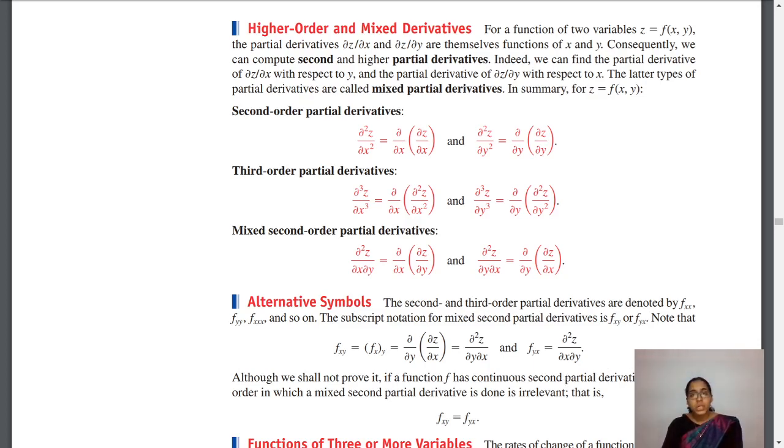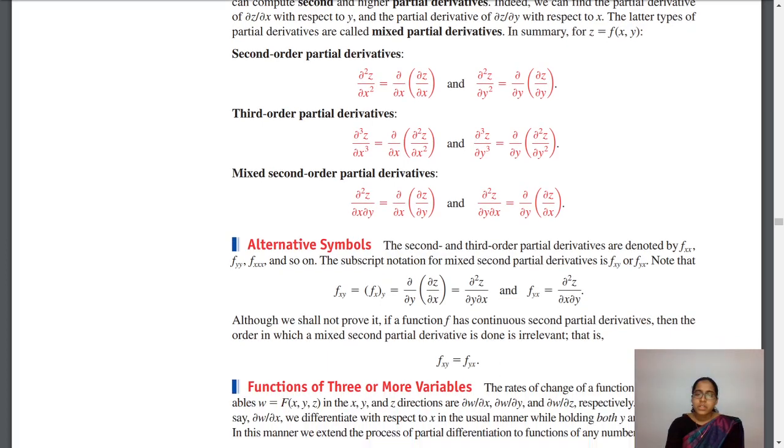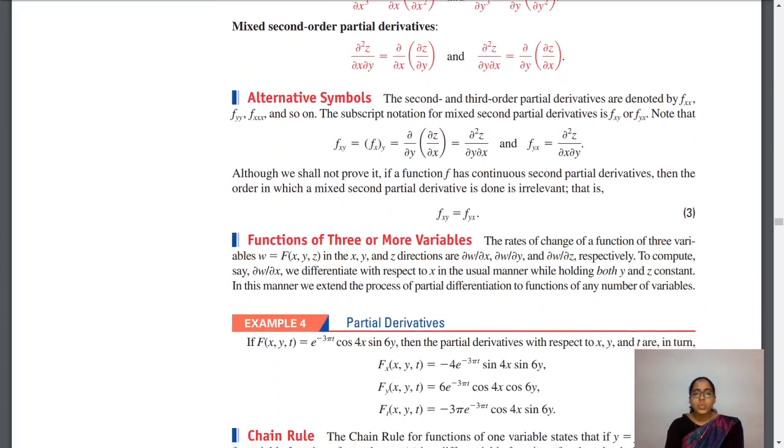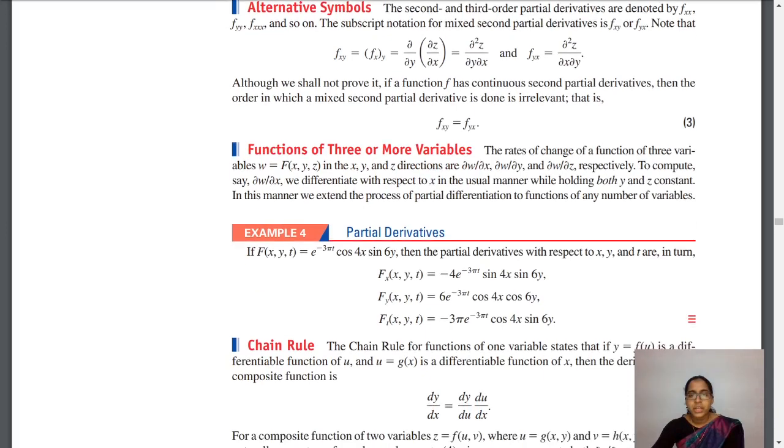Now we can note one thing: if the second partial derivatives of the given function are continuous, then the order in which the mixed second partial derivatives are written is irrelevant, because both will be the same. That is, f xy is equal to f yx.